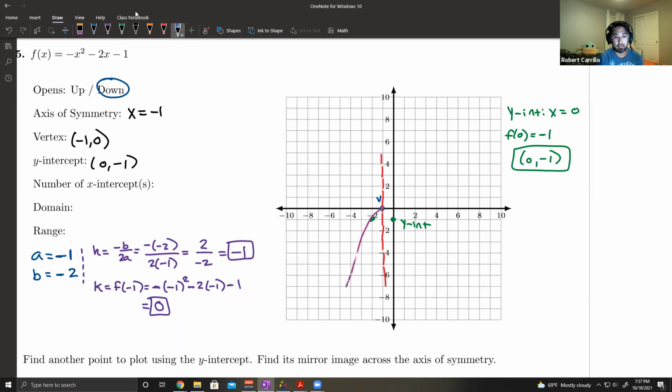Go down and to the left, down and to the right. Okay. And now we can answer the remaining questions. How many x-intercepts do I have?